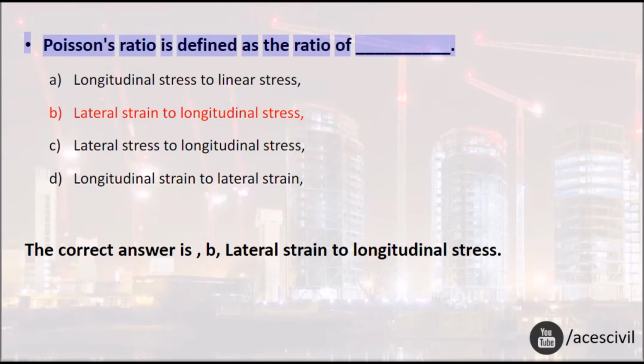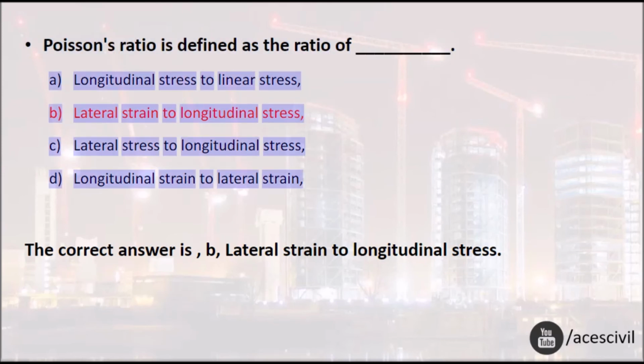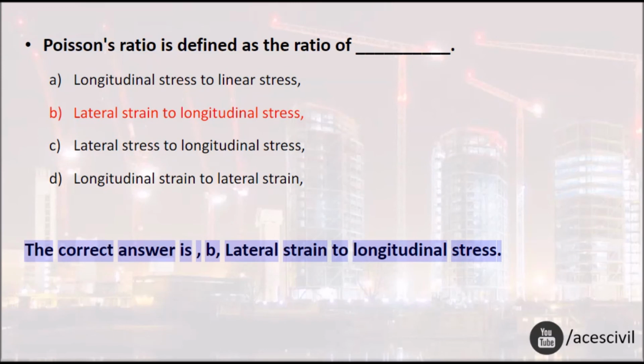Poisson's ratio is defined as the ratio of A. Longitudinal stress to linear stress, B. Lateral strain to longitudinal stress, C. Lateral stress to longitudinal stress, D. Longitudinal strain to lateral strain. The correct answer is B. Lateral strain to longitudinal stress.